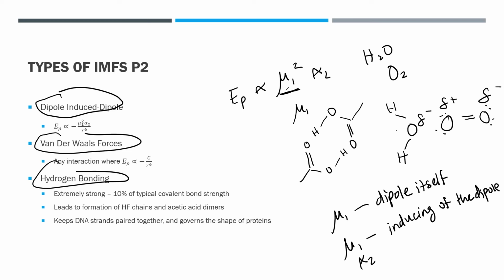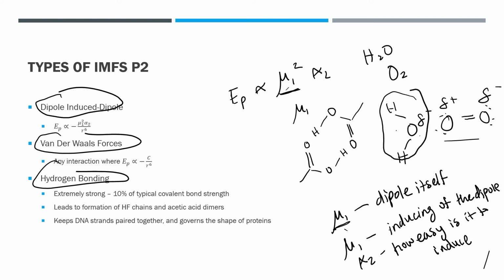And the alpha 2 tells us how easy it is to induce a dipole. So if we have higher alpha 2, that means it's easier to induce a stronger dipole in, for example, that oxygen molecule. If we have higher mu1, that means not only higher attraction because this guy is more charged, but a higher induced dipole because that charge is causing the dipole of the other nonpolar substance. So that's why we have these two factors of mu1, right?